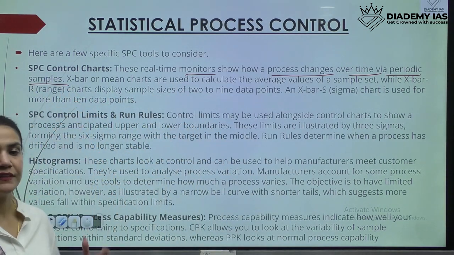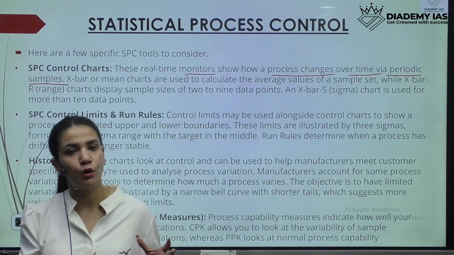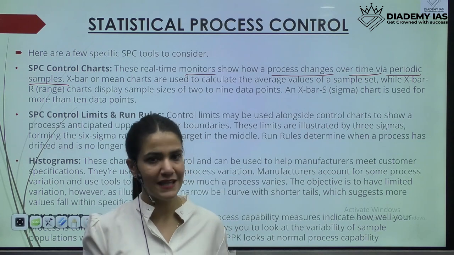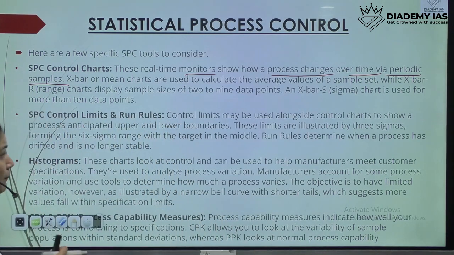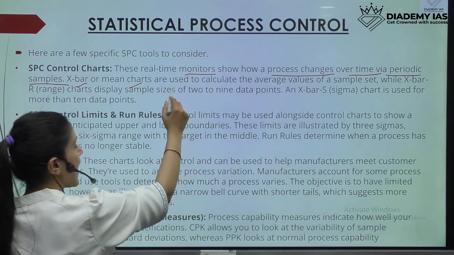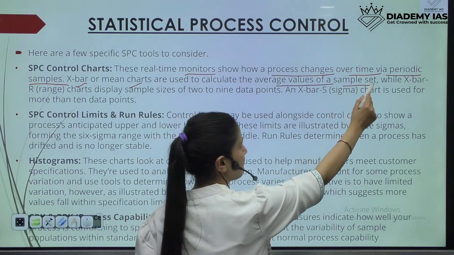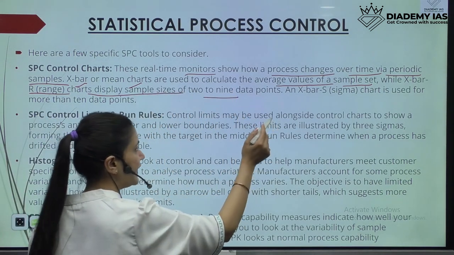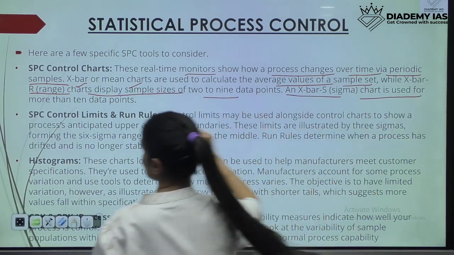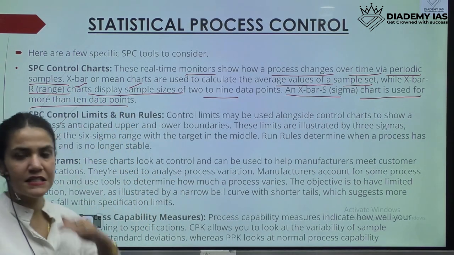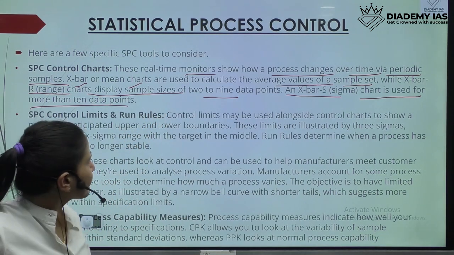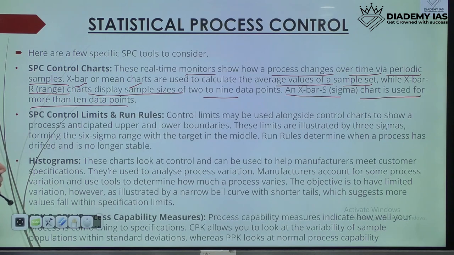So what they do is take some samples. They cannot check or identify defects on all of them, so they pick out certain samples and apply the values of X bar or mean charts to calculate average values of sample sets. While X bar R range charts display a sample size of 2 to 9 data points, an X bar S sigma chart is used for more than 10 data points. So they have certain data points for which they identify the sample and start drawing the control charts. Then they have SPC control limits and run rules.